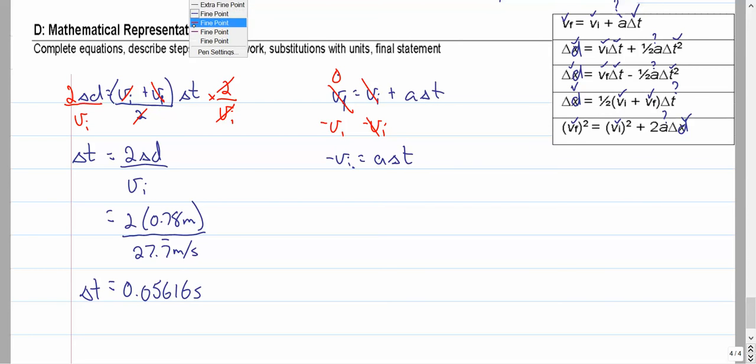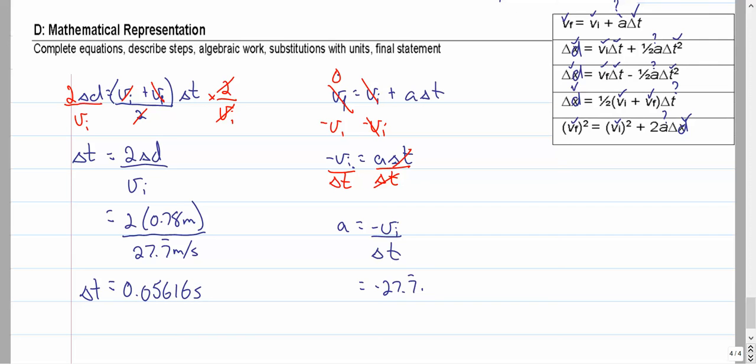If I divide by delta T on both sides, delta T simplifies, and then I can state that my acceleration is equal to negative VI over delta T. So that's going to be negative 27.777 meters per second, divided by 0.05616 seconds, and I end up with negative 494.6 something meters per second squared. Again, if I compare this, we've got a delta T that's less than 1 second. We've got an acceleration that's high and negative. This meets with our expectations.